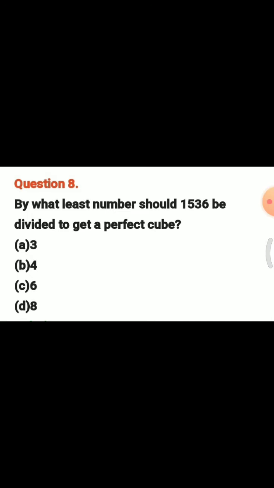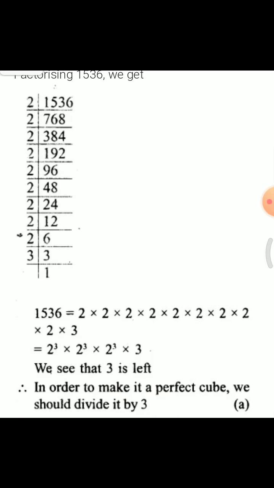Next, question number 8. By what least number should 1536 be divided to get a perfect cube? So here at first you find the prime factors of 1536. You divide it by 2, 768. Now divide by 2, 384. Now divide by 2, 192. Now 96. Now 48. Now 24. Now 12, and now divide by 2, 6. Now divide by 2, 3, and 3 divided by 3 is 1. So we see that 3 is left. In order to make it a perfect cube, we should divide it by 3. Option A is the correct option.